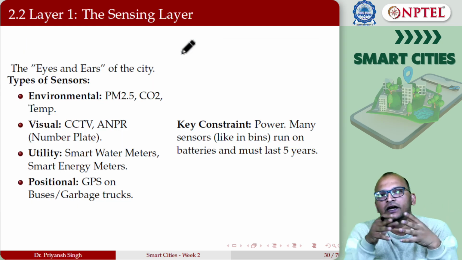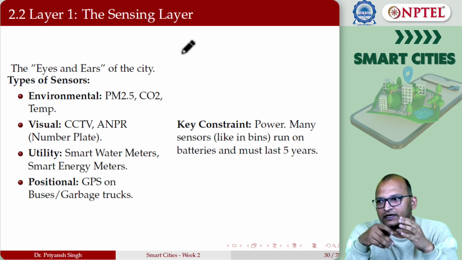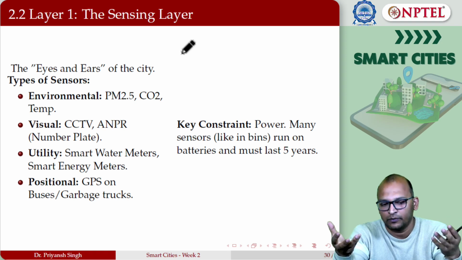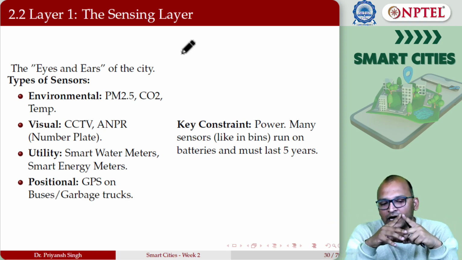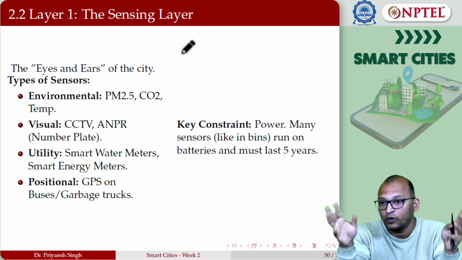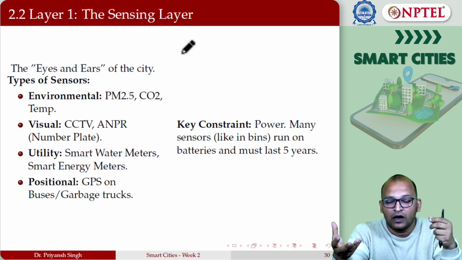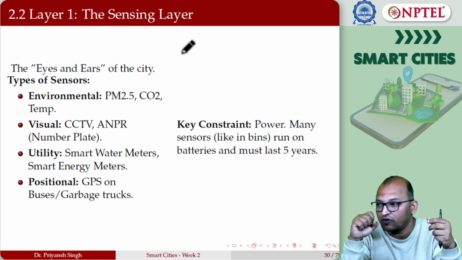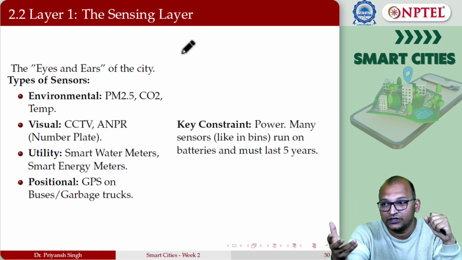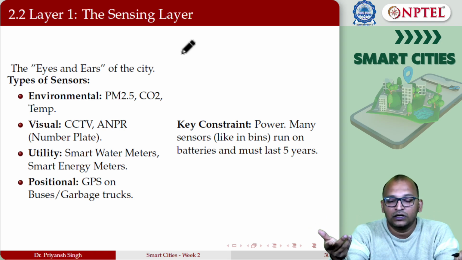So let's try to understand each layer in detail. As I already mentioned, the first layer is the sensing layer, which will get the initial information, like the eyes or ears of your body. Similarly, in a smart city you may have environmental sensors that can sense the level of pollution, the concentration of PM 2.5, the concentration of CO2, temperature, moisture, humidity, etc. There could also be visual sensors.